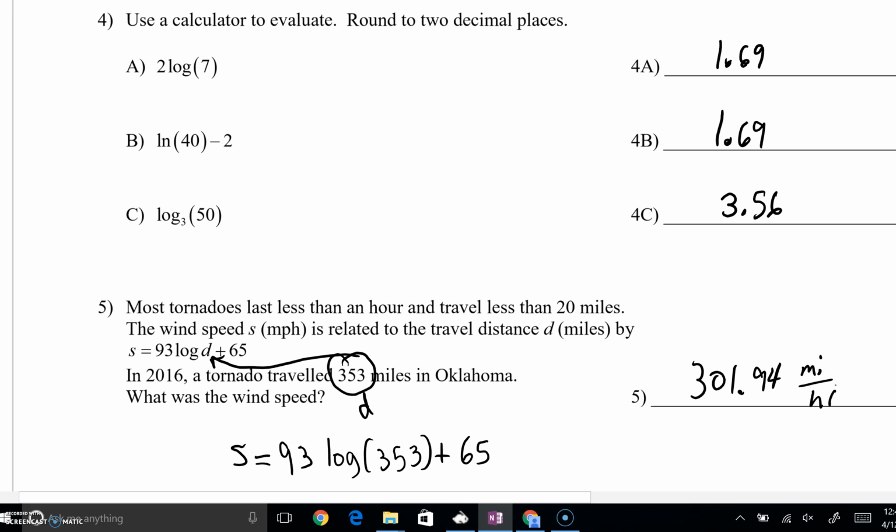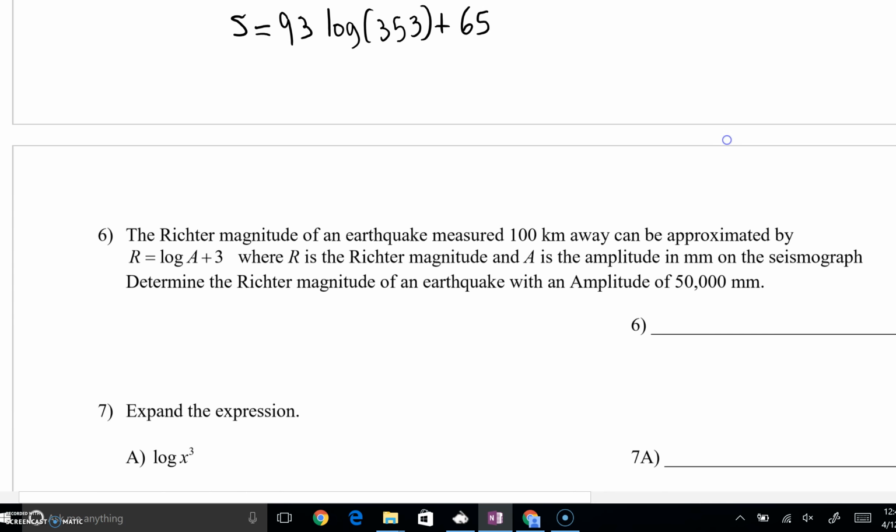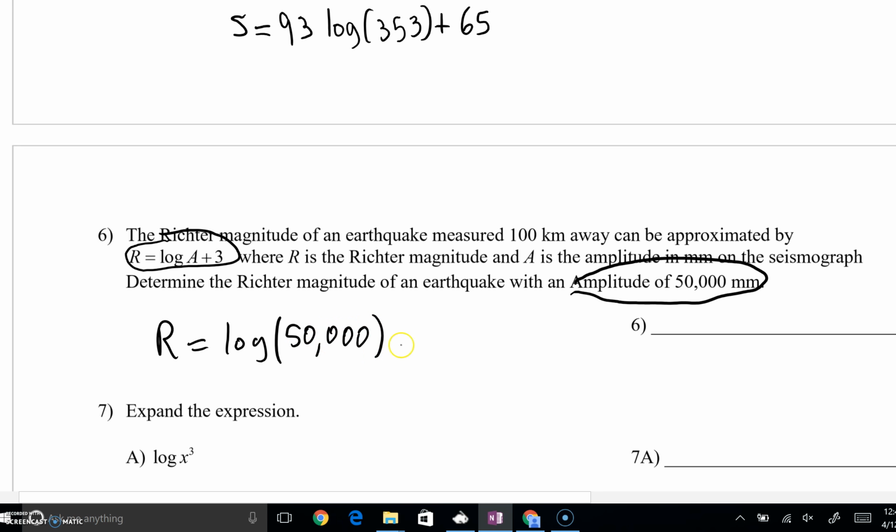Okay, so now we go to number 6, last one on this video. The Richter number. The Richter number on an earthquake is based on a formula with logarithms. R is the log of the amplitude plus 3. So this is the Richter magnitude measured 100 kilometers away. The amplitude, your A, is 50,000. So what you're going to type in is log, parentheses, 50,000. Close your parentheses and do plus 3.